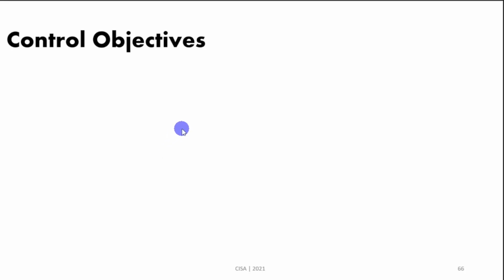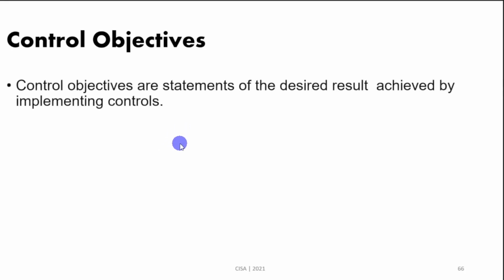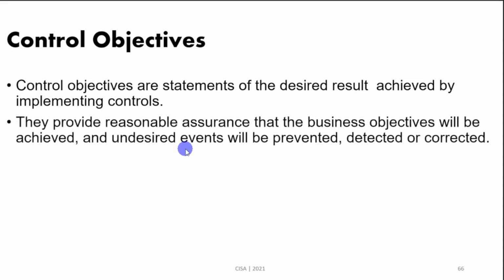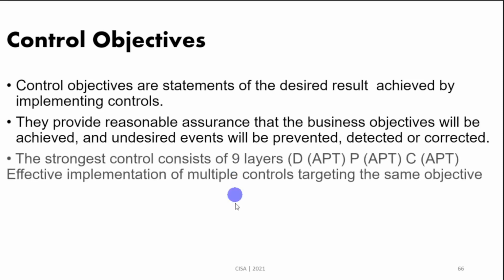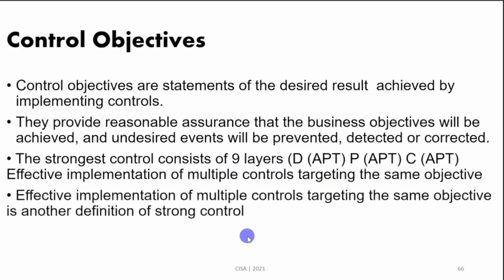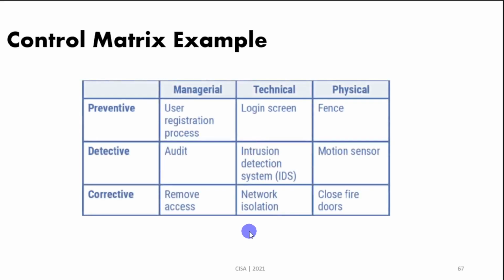Controls in general should have a control objective, and control objectives are statements of the desired result achieved by implementing a certain control. Control objectives provide reasonable assurance that business objectives will be achieved and the undesired event will be prevented, detected, or corrected. The strongest control consists of 9 layers. To understand this, we need to go to the next slide.